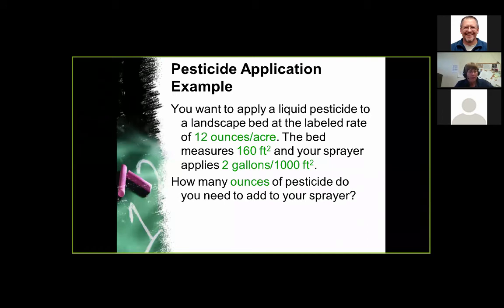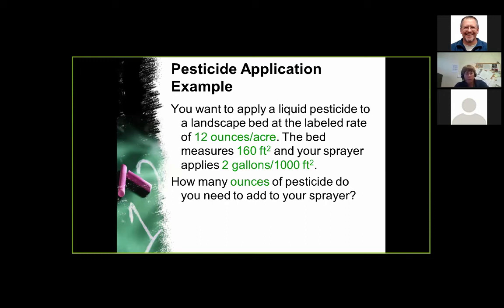So let's move to a rate-based math example and look at this from a pesticide application example. And I'll get a little bit more into the math. So here's an example where let's say you want to apply liquid pesticide to a landscape bed, and the labeled rate is 12 ounces per acre. The bed measures 160 feet square, and your sprayer applies 2 gallons per 1,000 feet square. So how many ounces of pesticide do you need to add to your sprayer? First question you want to ask yourself is, what is the unit of measure of the thing I'm trying to figure out?